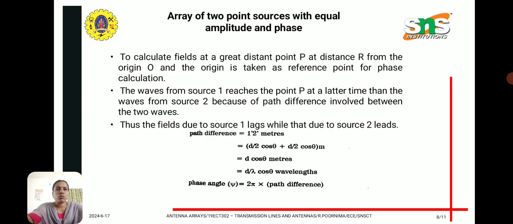First one, array of 2 point sources with equal amplitude and phase. Here we are going to calculate the fields at a great distance point P at distance r from the origin, and the origin is taken as the reference point for phase calculation. The waves from source 1 reach the point P at a later time than those from source 2, so there is a path difference. We take the path difference as d cos theta meters, which is written as d by lambda cos theta in wavelengths. The phase angle is 2 pi multiplied by the path difference.